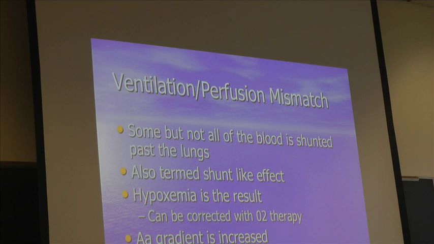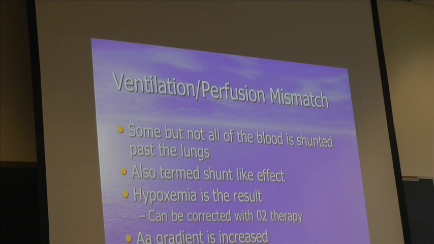Hypoxemia is the result. However, it can be corrected with oxygen therapy because there are alveoli that are capable of good gas exchange. So you've got some good alveoli, you've got some bad alveoli. V/Q mismatch. The AA gradient will be increased. So we have extra oxygen in all the alveoli, it's just not getting through into the blood. So you're going to have an increase in your AA gradient.